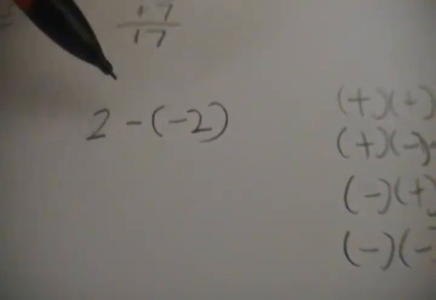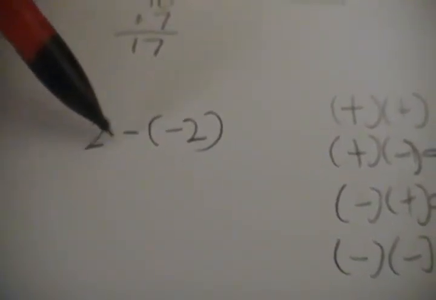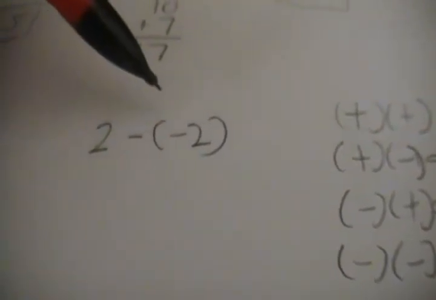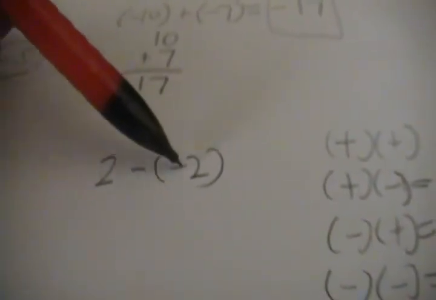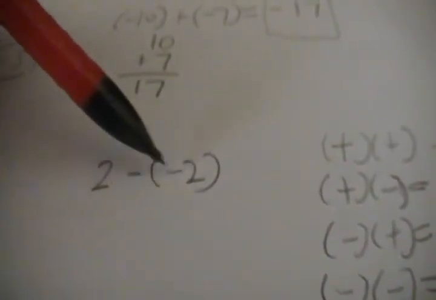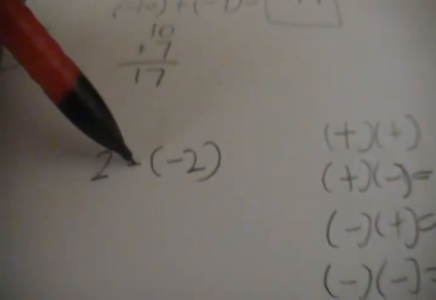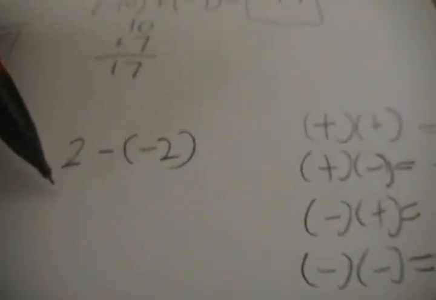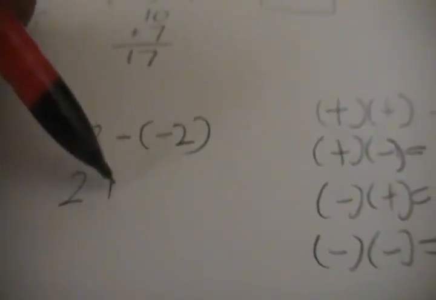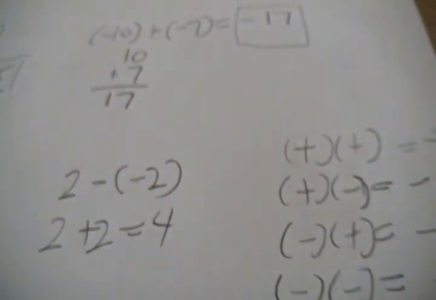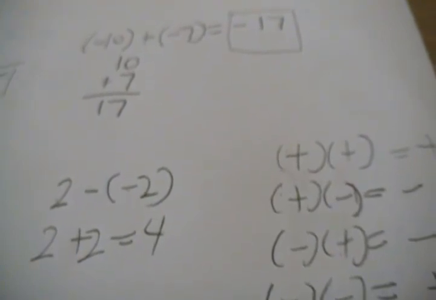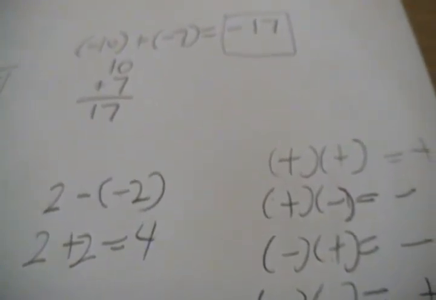Okay. So when we go to this problem, 2 minus negative 2, what you have to do is multiply out the signs. So negative times negative is, what was that? Positive. So 2 minus negative 2 is really 2 plus 2, which is equal to 4. Okay.